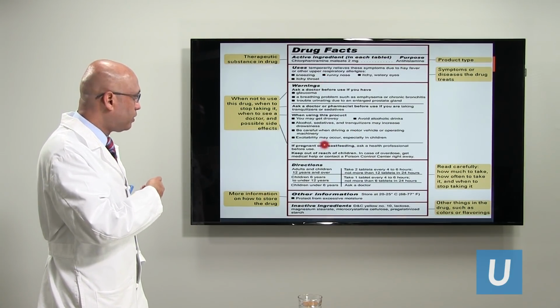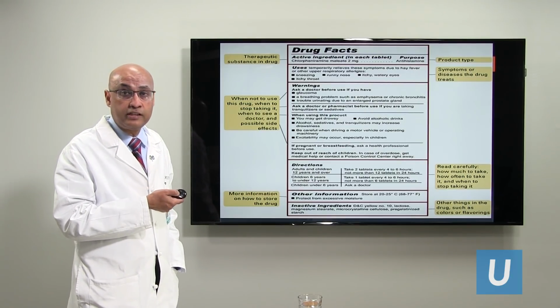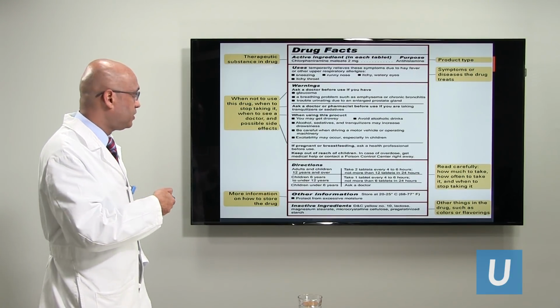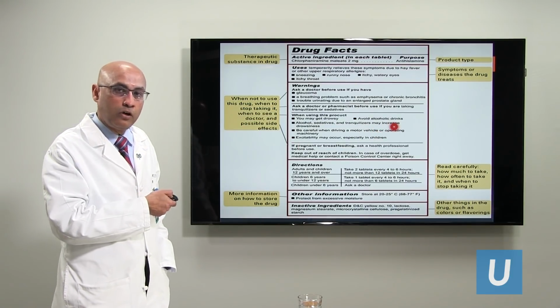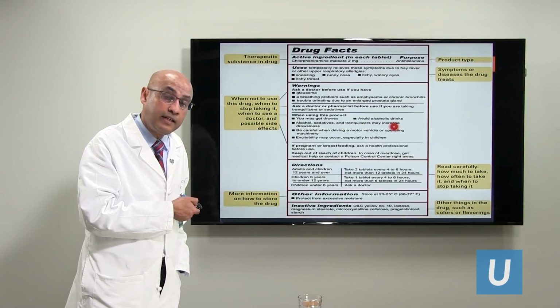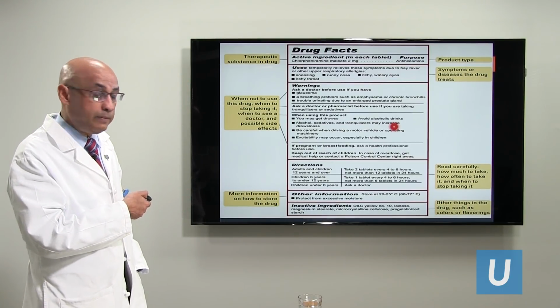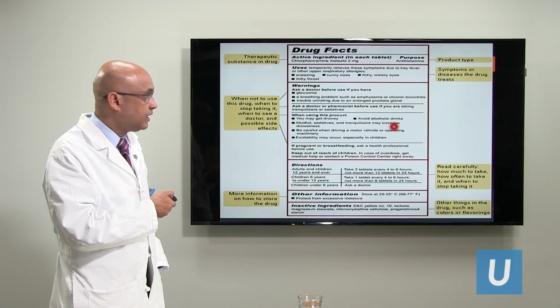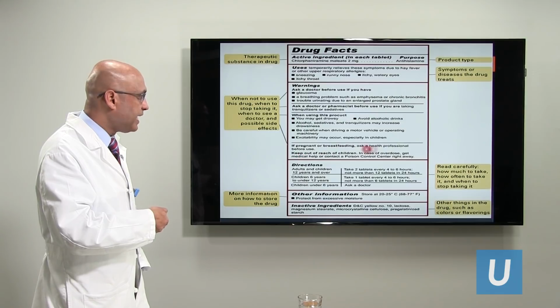Then we go over warnings, when the drug should not be taken, or if you're taking the drug and it's causing symptoms, when to notify your physician. All these things are important. If you're pregnant or breastfeeding, a lot of these drugs can cross the placenta or are excreted in the milk, so it can affect the fetus or the baby, and some of them can be very toxic. So that's also something important to keep in mind.